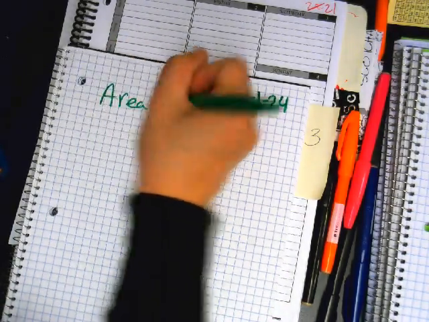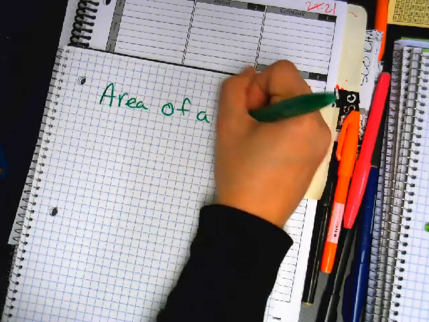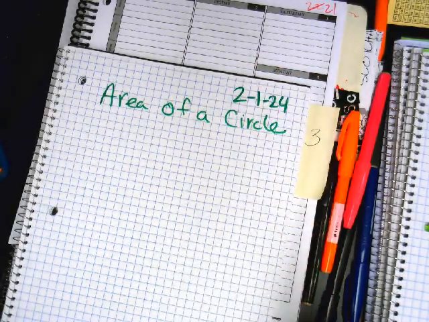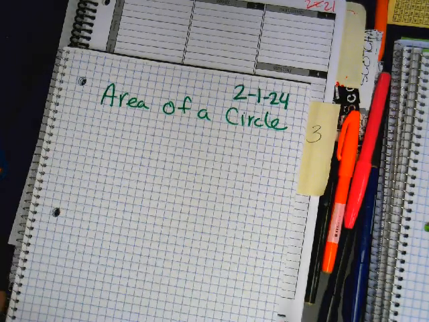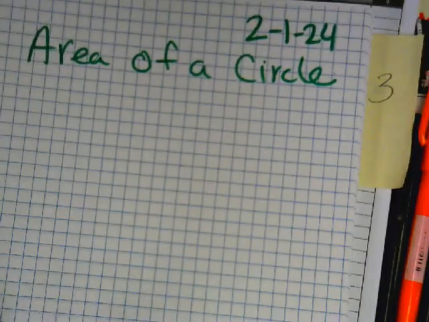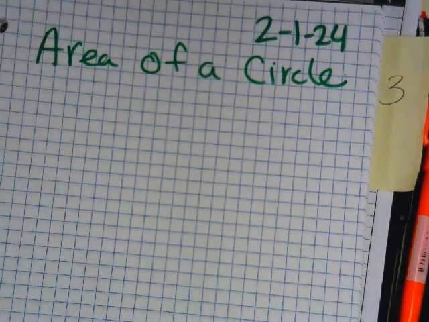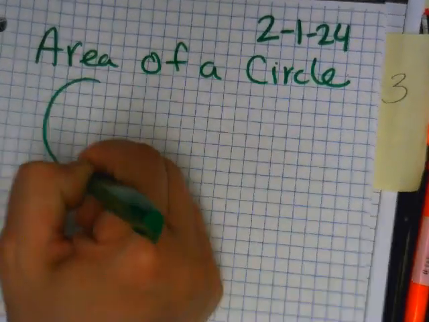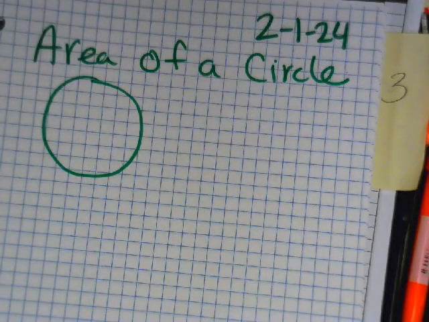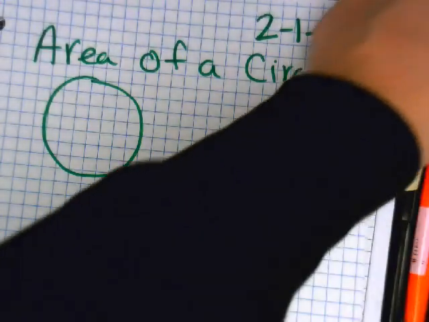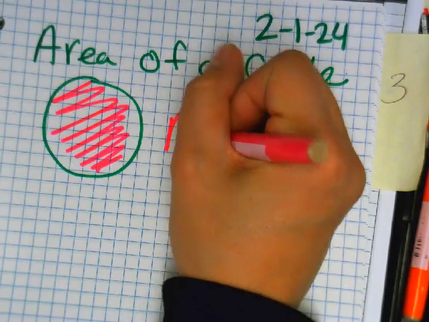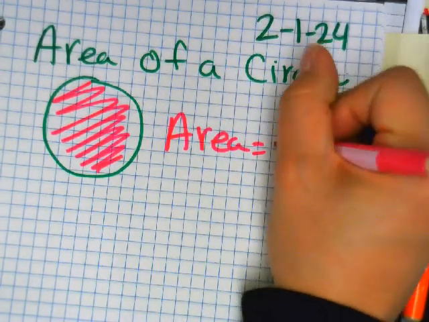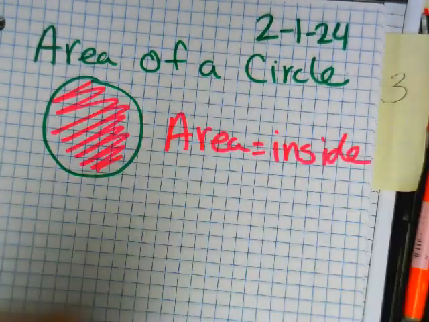Area of a circle is our title. Quickly, keep passing it. It'll get to the person who needs it. So if you have a circle and we're talking about area, what part of the circle are we talking about? The inside, right? So we're talking about the inside part of your circle, all of this.